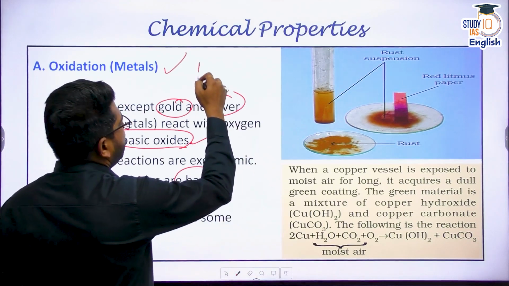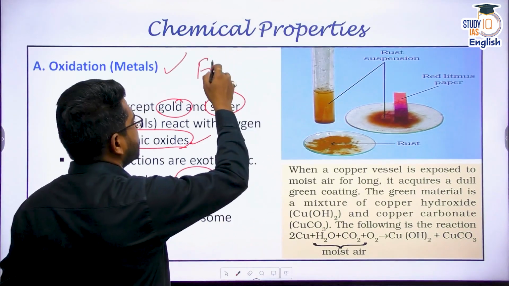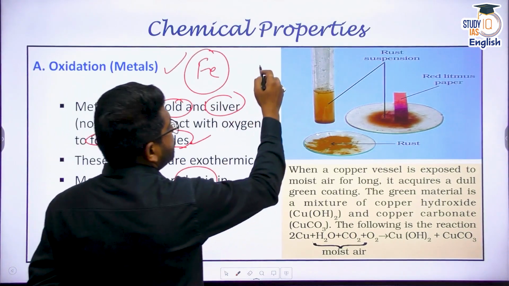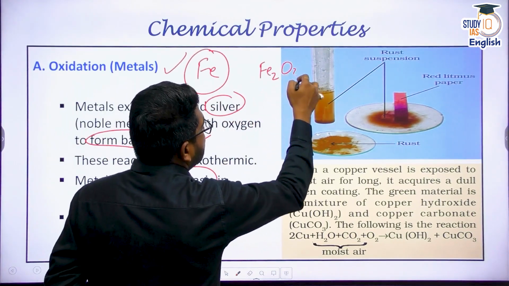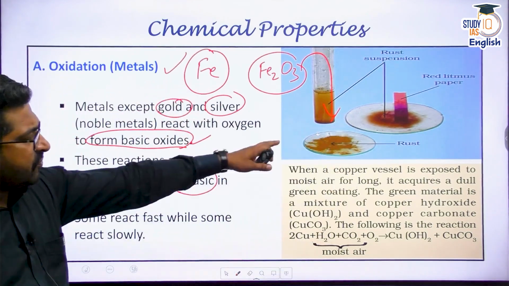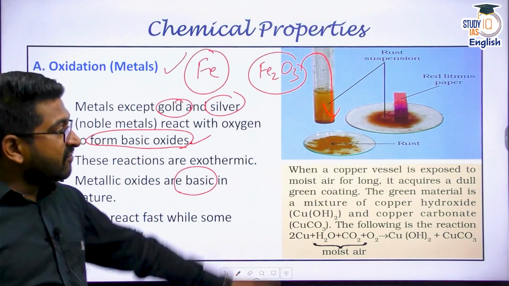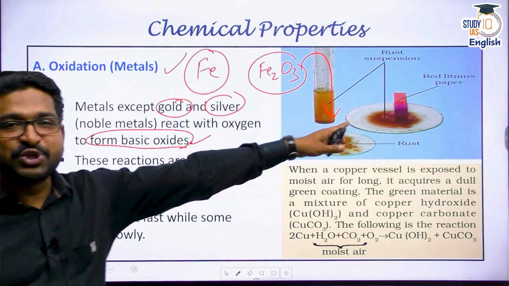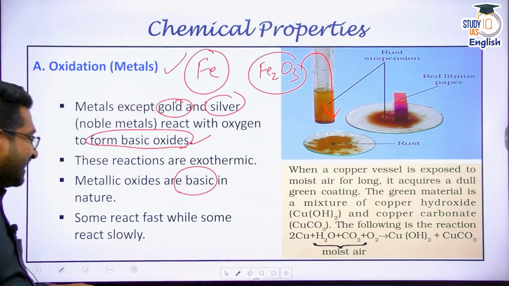For example, what do we use extensively? We use copper and iron extensively. For example, Fe is used extensively. So iron reacts with oxygen to form Fe2O3. Now, what is this Fe2O3? Ferric oxide is basically your rust. And when you check this rust with a litmus paper, it turns blue. That means they are basic in nature.